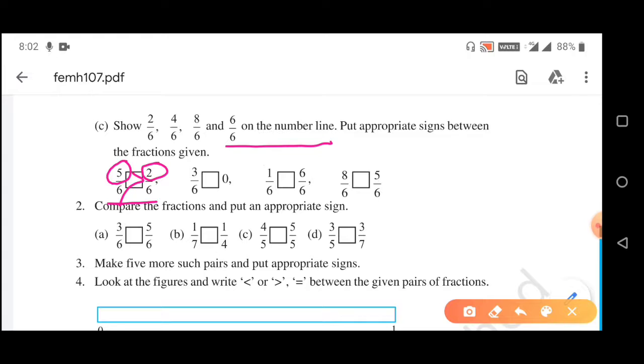The next one is 3 by 6 and 0. 0 can be written as 0 by 6, so 0 by 6 means 0. So 3 by 6 and 0 by 6 are like fractions. Now we have to compare the numerators. 3 and 0, which is greater? 3 is greater, so 3 by 6 is greater than 0 by 6. 1 by 6 and 6 by 6, like fractions, which is greater? 6 by 6 is greater. 8 by 6 and 5 by 6, which is greater? 8 by 6 is greater because they are like fractions.